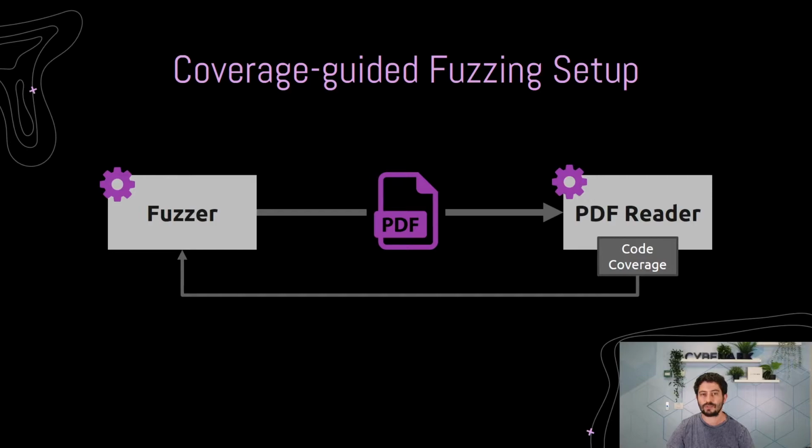Additionally, we have the code coverage engine that tracks the execution flow of the target and reports it back to the fuzzer. So in this example, the target is a PDF reader, and the fuzzer generates PDF files and opens them with the reader. Pretty straightforward. Now the question is, how can we adapt that to the RDP case?